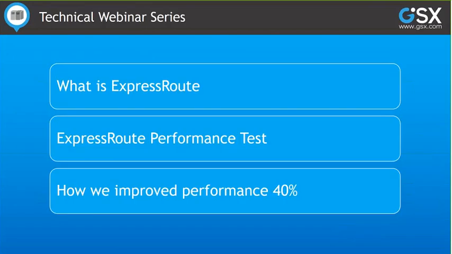So let's introduce the agenda for today. Today's agenda we'll keep short and focus on transferring as much knowledge as we can. We'll quickly go through what ExpressRoute is, go into an ExpressRoute performance test, and then we want to make sure that we show you ways that you can increase performance on your network if it's something that you feel is necessary or something that you need to do. So we'll just jump into this. I think it's the easiest way.